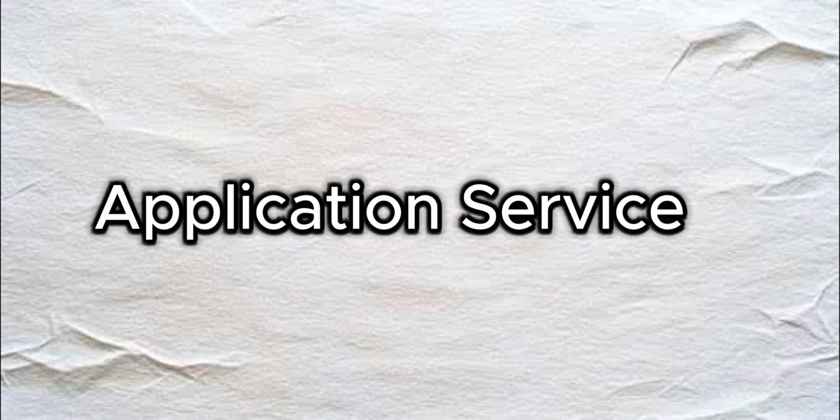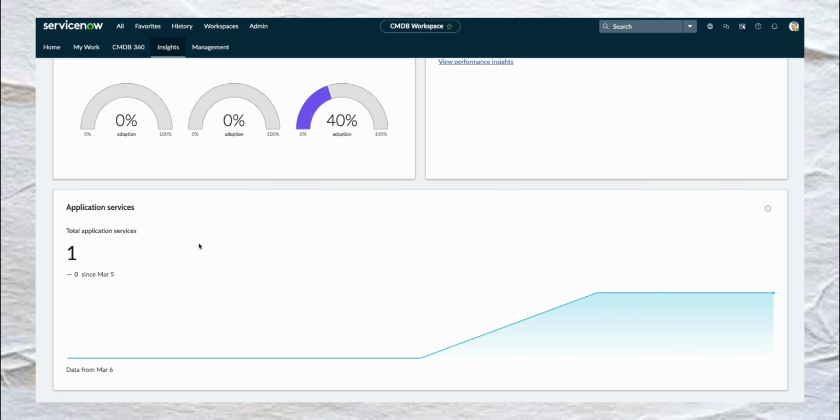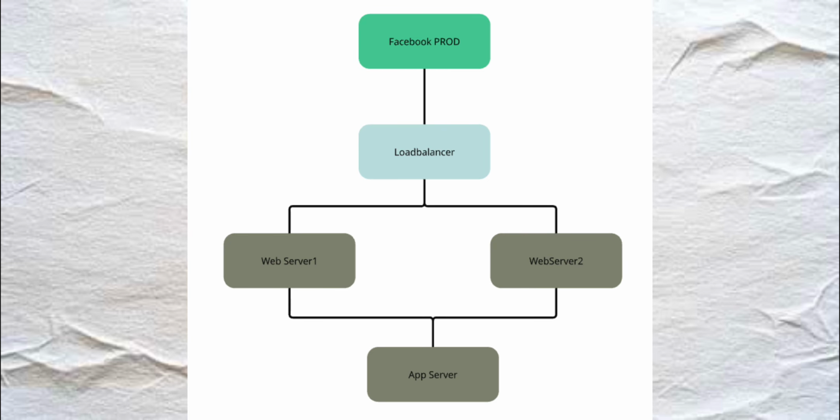Very quickly, about what an application service is. For example, you have a Facebook application. When you type facebook.com, that's your entry point, and then you have all the necessary load balancers and web servers connected to it. So it gives you the entire map.